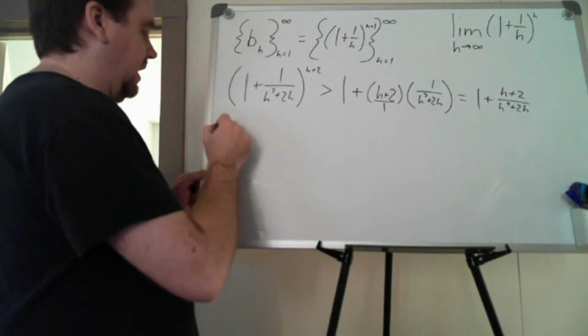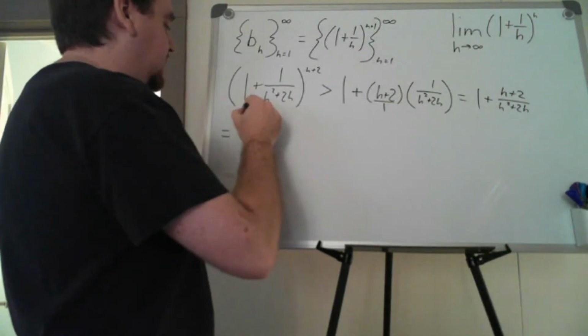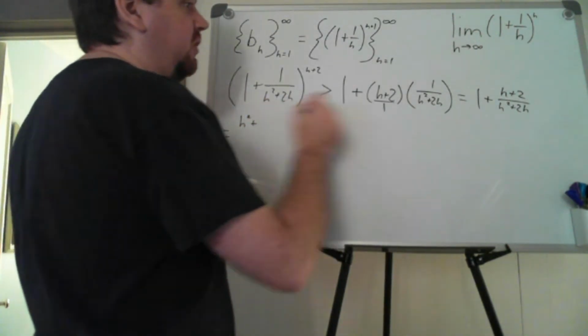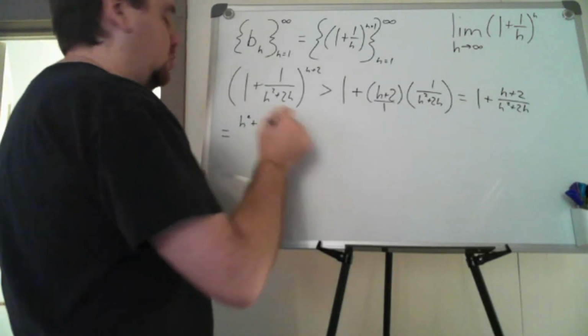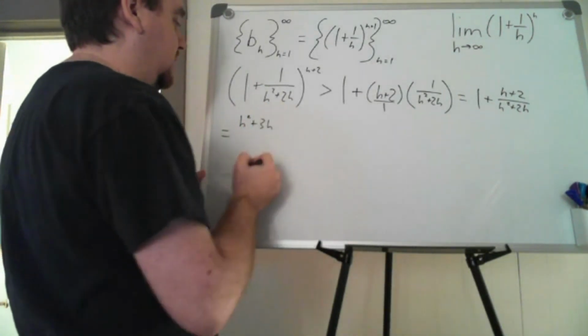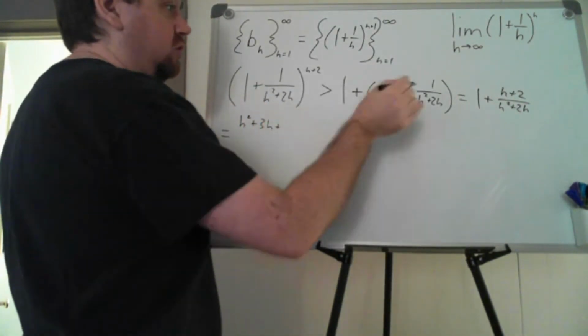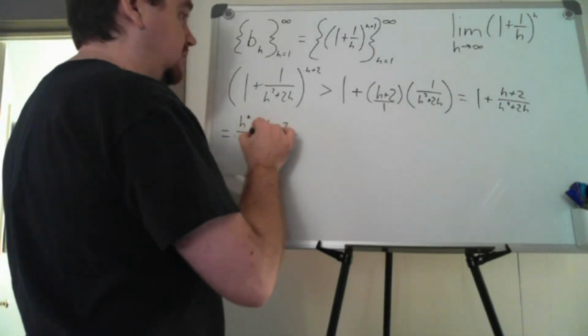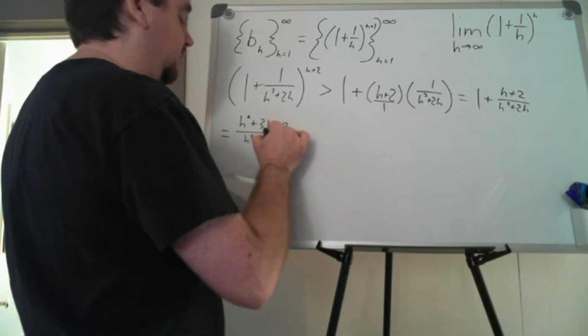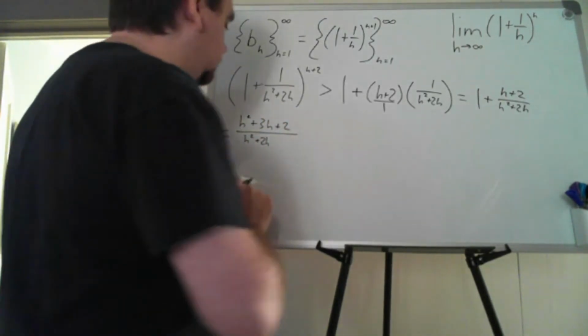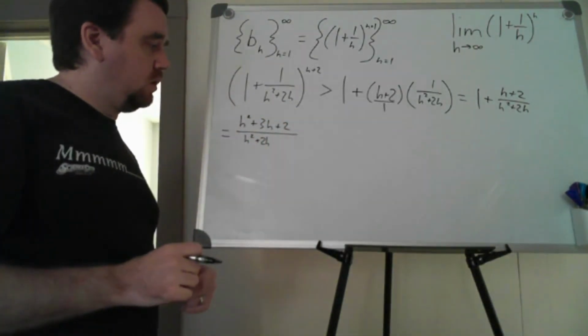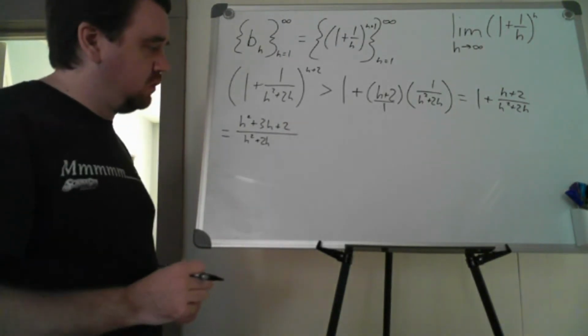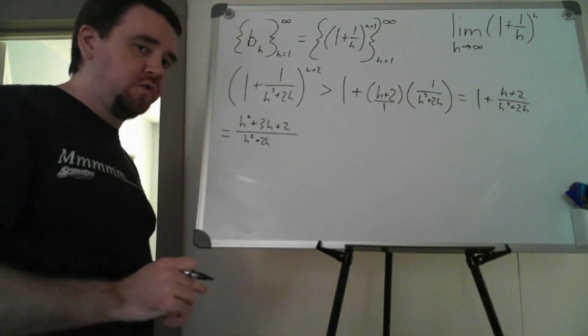All right, well, what does that look like here? Well, that gives me h squared plus 2h plus h. Well, that's plus 3h plus 2, all over h squared plus 2h. Well, that's not nearly as nice as what we had before. So where do we go from here?